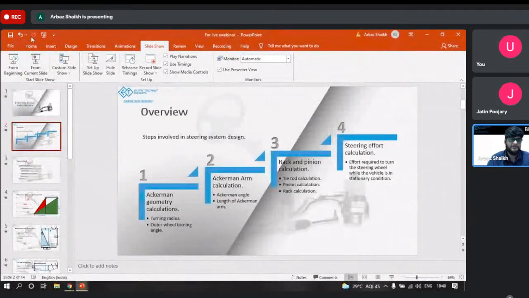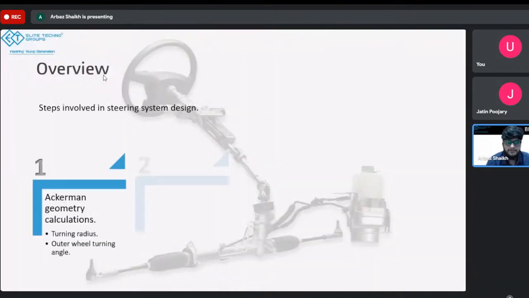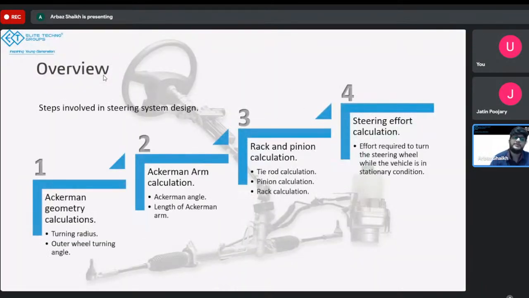Okay, so I'll just start from here. Initially we did the Ackerman geometry calculation, in which we calculated the turning radius and the outer wheel turning angle, right? Then we went for the Ackerman arm, where we calculated the Ackerman angle, and I told you why we should have the Ackerman length less than D. Next, we did the rack and pinion calculation, in which we did the tie rod calculation, pinion calculation, and rack calculation. And lastly, we went to the steering effort calculation.